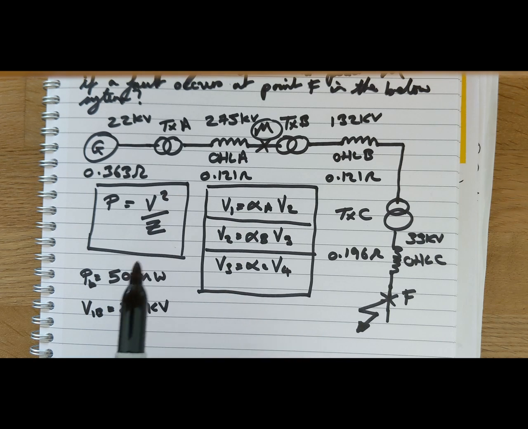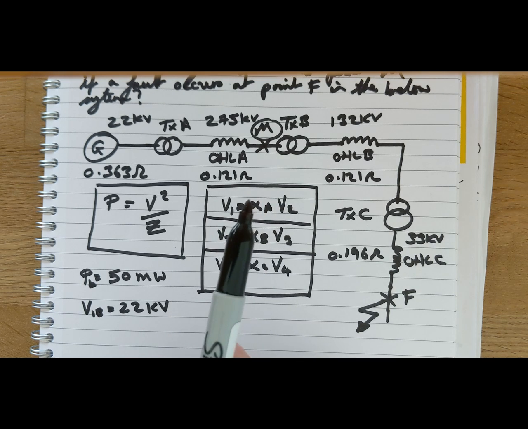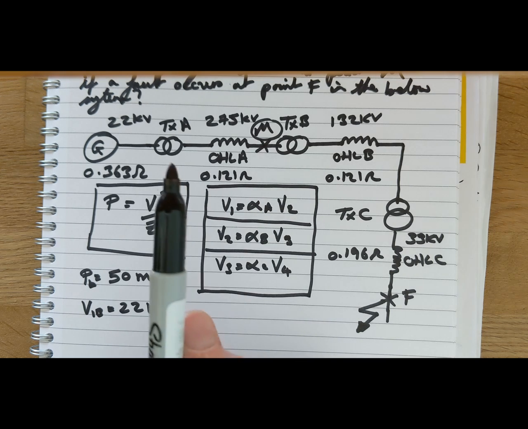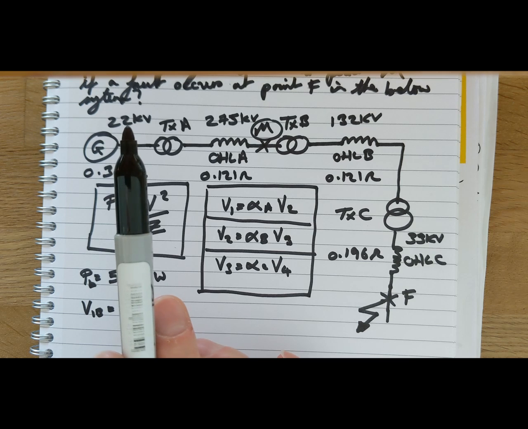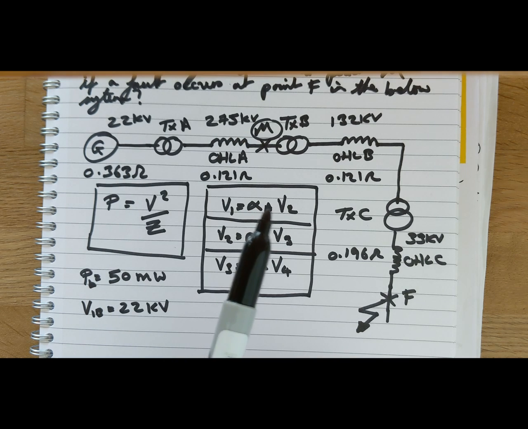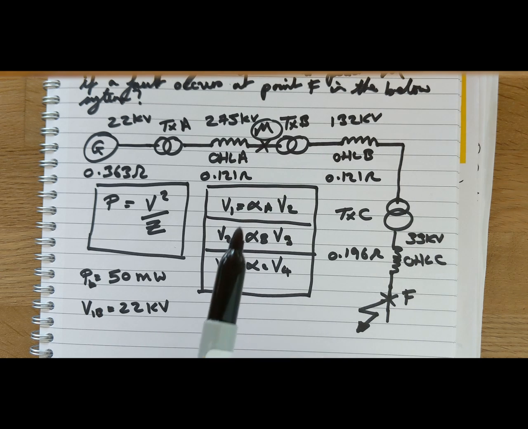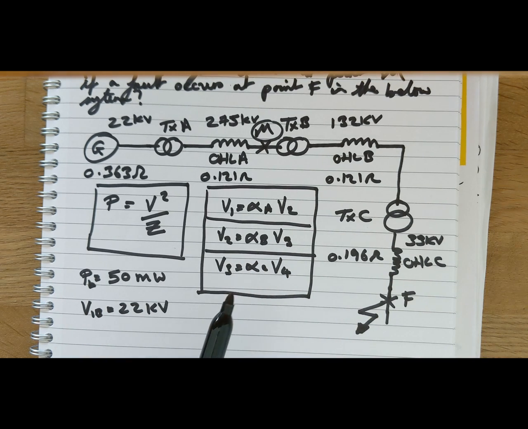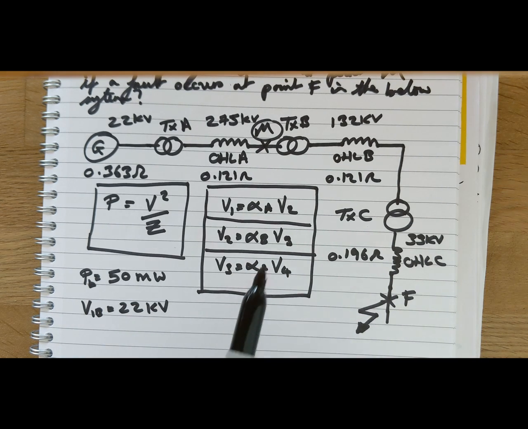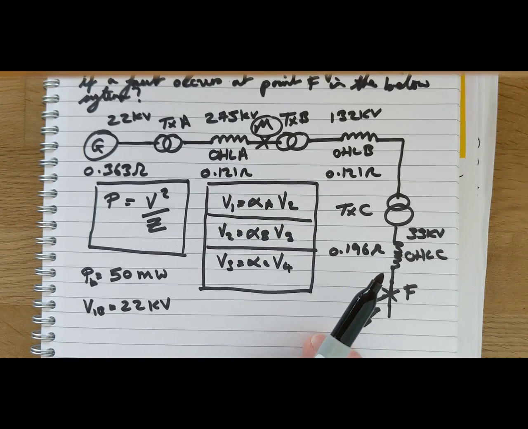First, now we've defined voltage 1 base, we've already been given the turns ratio of the transformer, which is 22 over 275, and so we automatically can work out voltage 2, and then again we've been given the turns ratio of transformer B, so we can work out voltage 3 and so on. So let's quickly do that.